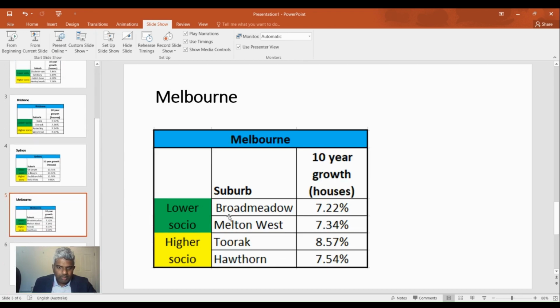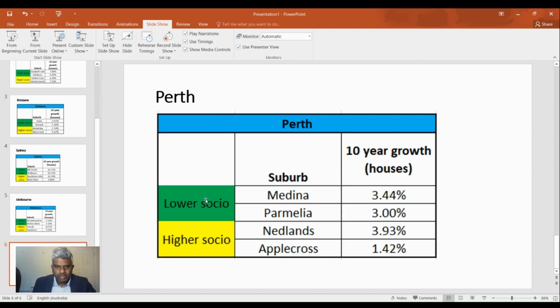Now, looking into Melbourne, Broadmeadows and Melton West, 7%, 7%. Higher socioeconomic areas like Toorak and Hawthorn, around that 8, 7%. Now let's go into Perth. Medina, Parmelia, the lower socioeconomic areas, 3.43%, and higher socioeconomic areas like Nedlands and Applecross, 3.93 and 1.42.